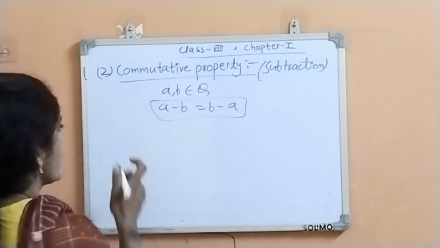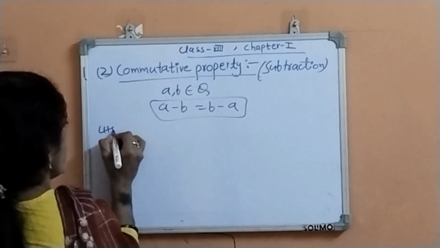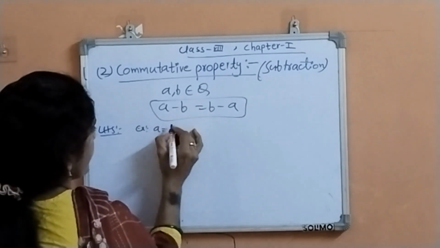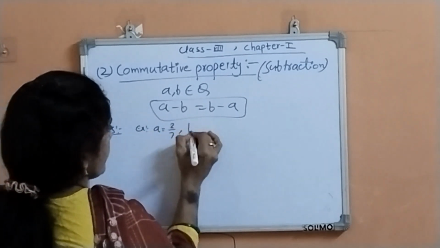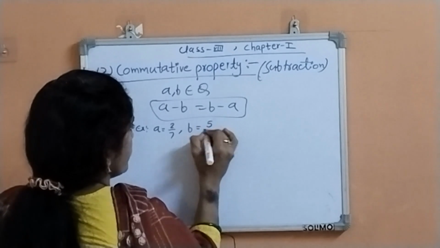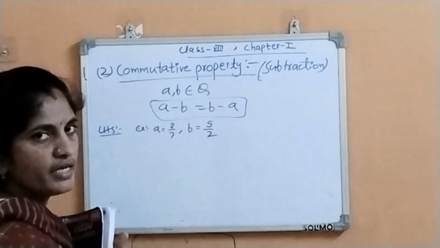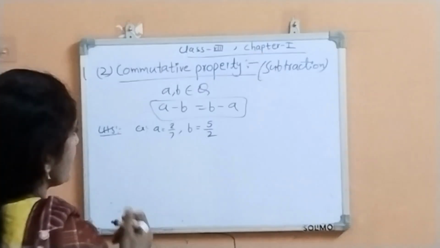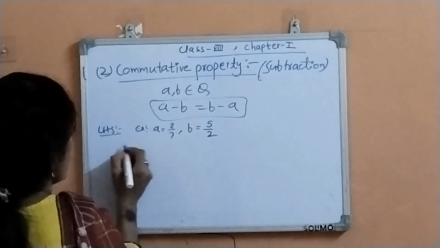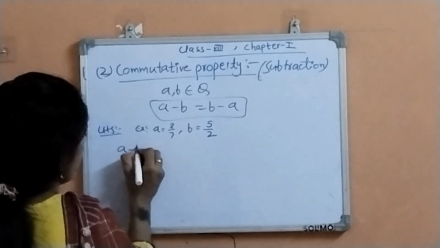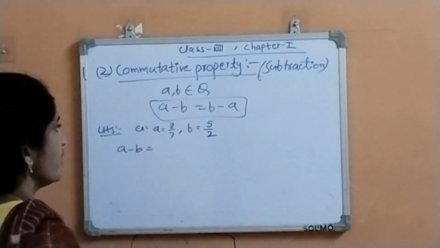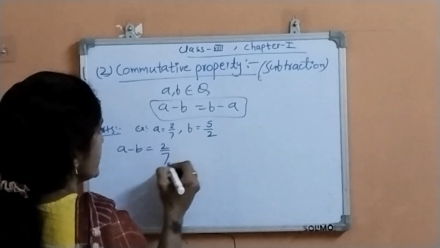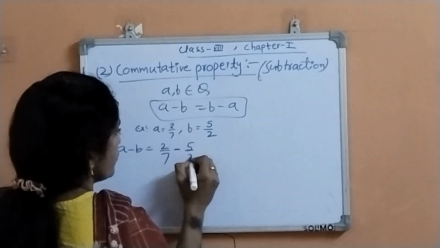So for this I am going to check LHS, taking examples a equal to 2 by 7, b equal to 5 by 2. You can take any fractional numbers. Why? Because in general numbers we already discussed, and this is a little bit of confusion to all the students. So I am going to take fractional numbers. A minus b, I am going to check 2 by 7 minus 5 by 2.